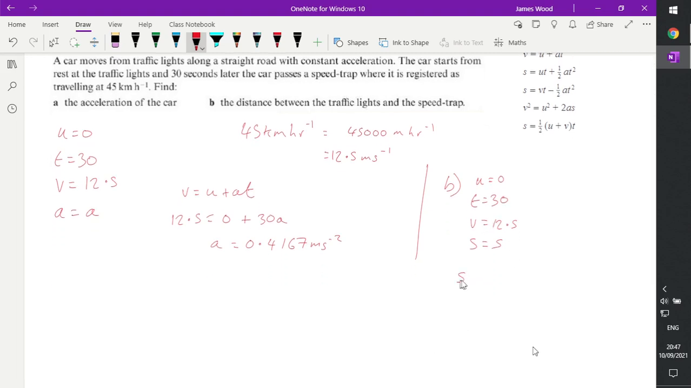So I could use S equals half U plus V, T. So equals half 0 plus 12.5 times 30. So that's 12.5 times 15. So 187.5 meters. Okay. So it's all about just picking the appropriate formula depending on the information you're given. Sometimes picking out the information is the hard bit.